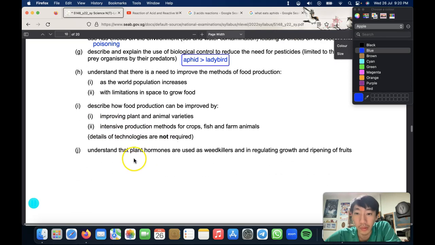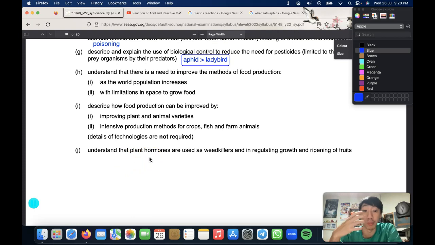Lastly, plant hormones. Do you know what hormones are? Hormones are substances in the body, be it human or plant, that help to regulate your growth. For example, the human growth hormone allows you to grow big and tall. All of us have these hormones in our body.